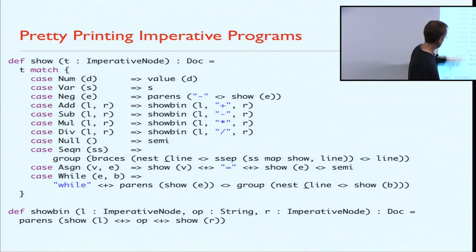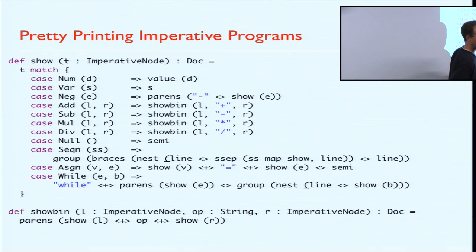What else? So the binary ones, there's a separate function down the bottom here that does that with some spaces and so on. Null statements turn into semicolons. The interesting ones are these sorts of things like sequences. That's a complicated line, but what it's basically saying is take the sequence of statements, map them into documents, so you get a sequence of documents. Use that separator thing there with lines between them. So we're going to get possible line breaks between every statement. Stick a line at the front so that interacts with the nesting, and then put braces around it.